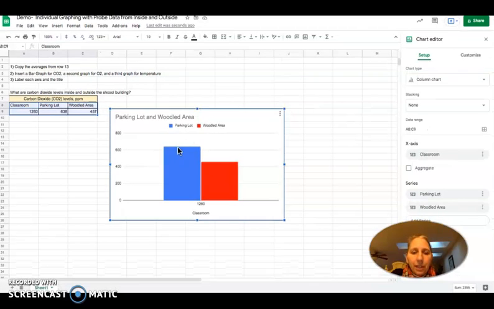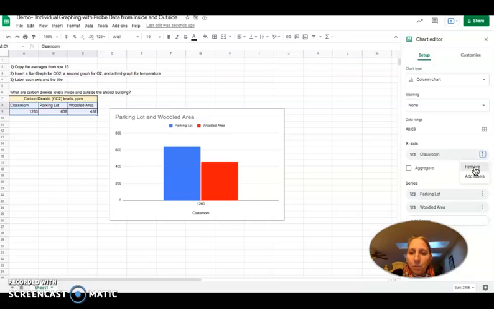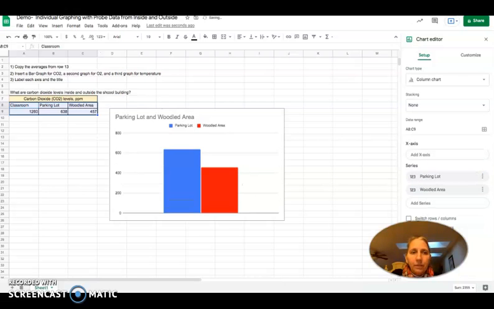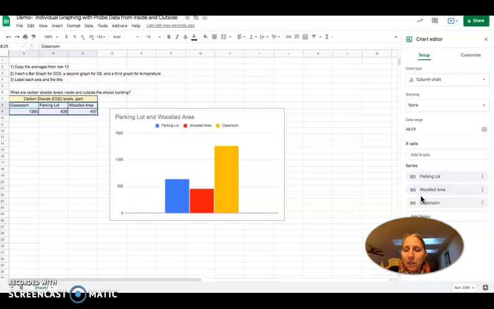Okay, to get your 3 bars here, you go into Setup. First of all, we want to get rid of the number here that says 1260. So you see that in the x-axis, we don't want that classroom number there, so you're going to remove that label. And then here in the series number where it says parking lot and wooded area, we want to add the classroom one here. And then you see where the classroom is, that now it shows up here on the bar graph. So now I'm going to show you how to add the labels to this graph.